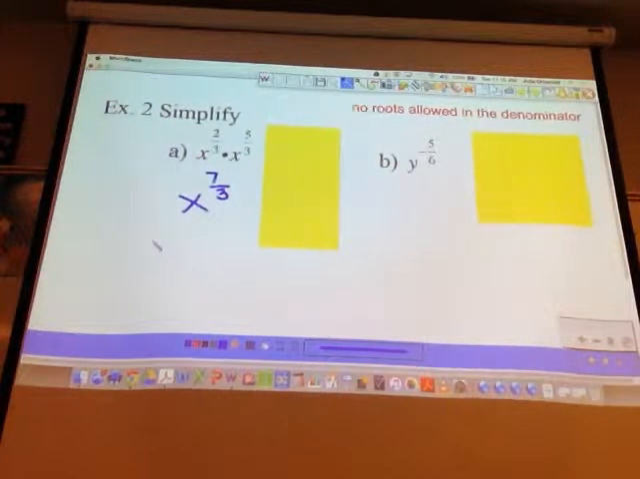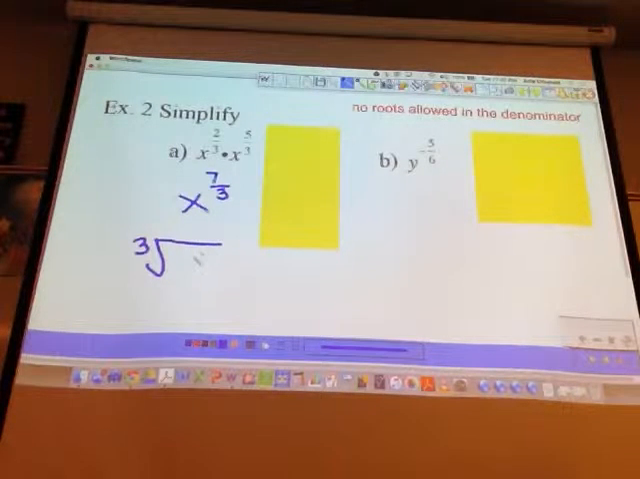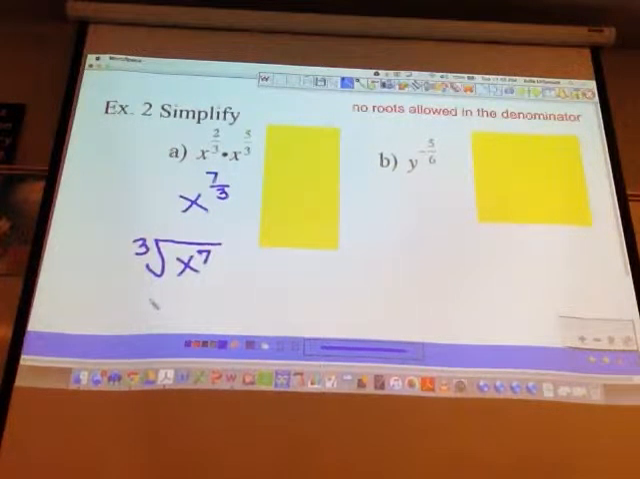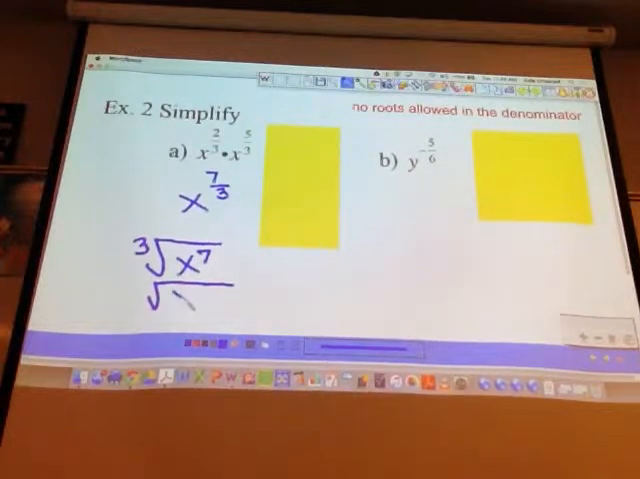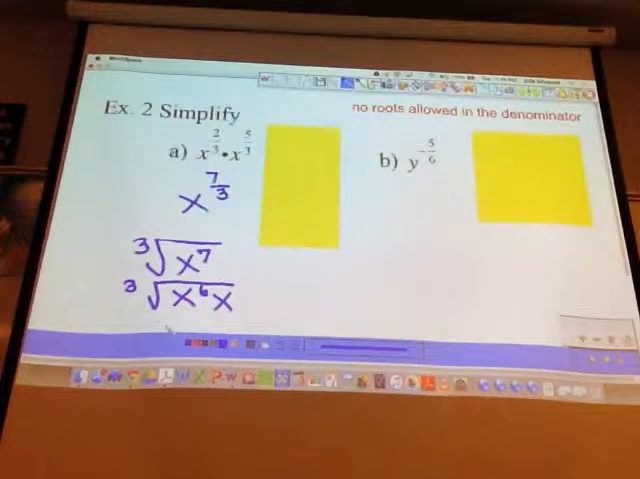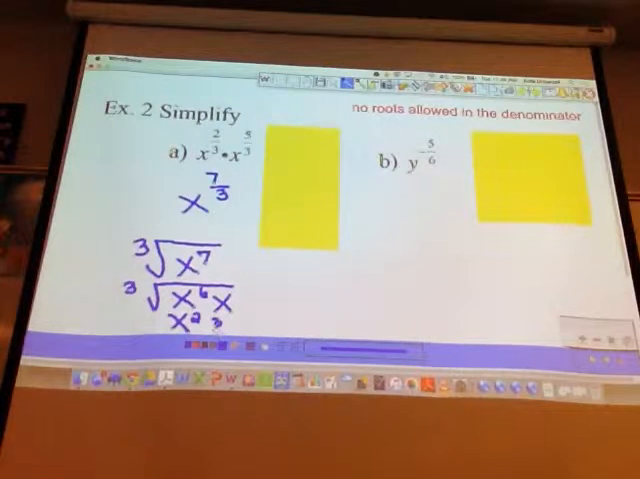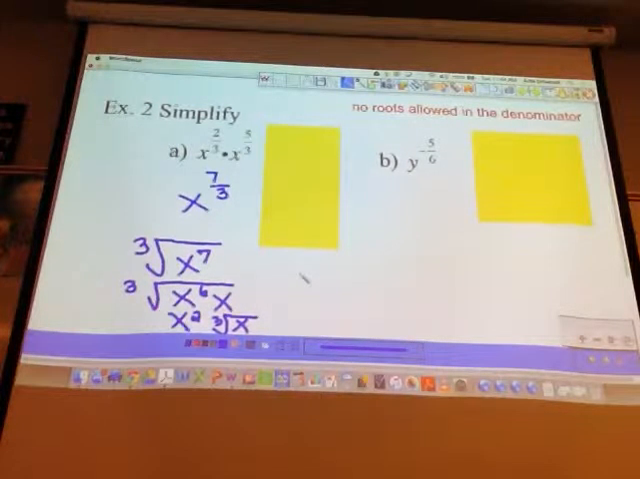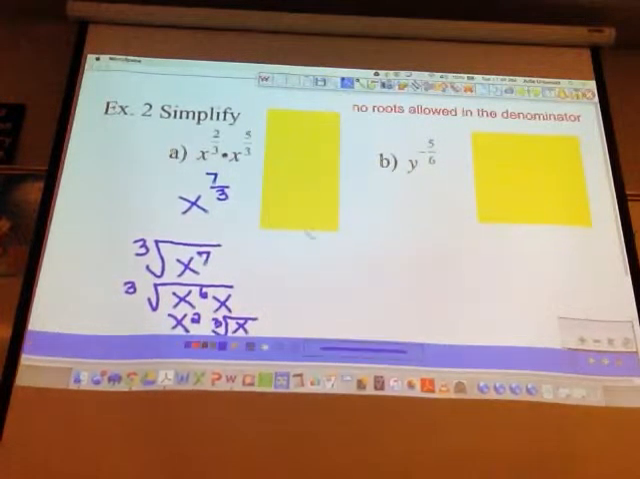So now this can be written as the third root of x to the 7th. That can still be simplified because 7 is bigger than 3, right? So let's break that down into x to the what? 6 and 1 left over. Good. So what that ends up making is x to the 2nd goes outside, but 1 x is left inside. X to the 2nd came from 6 divided by 3. So your answer could be written like that. This is one answer, but this is the best answer, the most simplified answer.